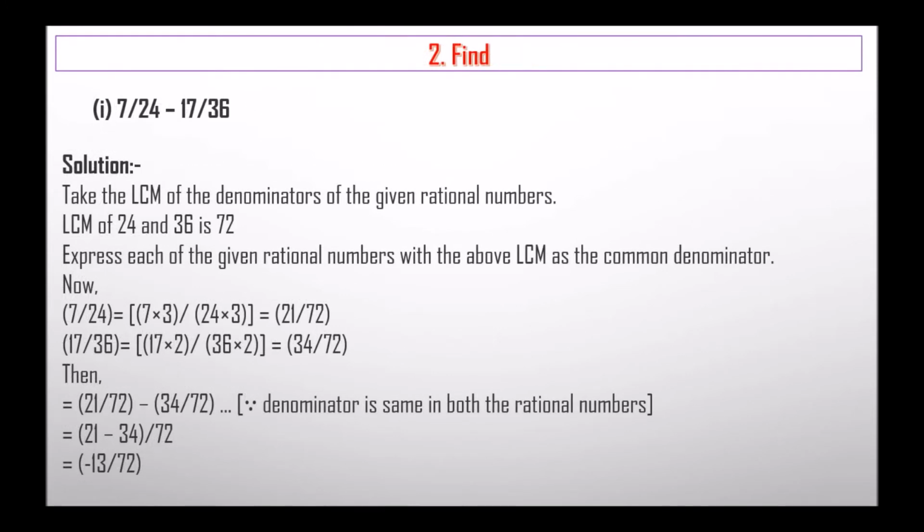Second question, find 7 upon 24 minus 17 upon 36. Here both the denominators are different, so we will take the LCM first. So 24 and 36 LCM is 72. Now we will express them in the LCM. So we will get 21 upon 72 and 34 upon 72. Now we will subtract both of them. So 21 upon 72 minus 34 upon 72, that is 21 minus 34 upon 72, that is minus 13 upon 72.